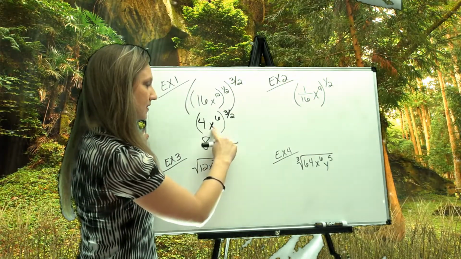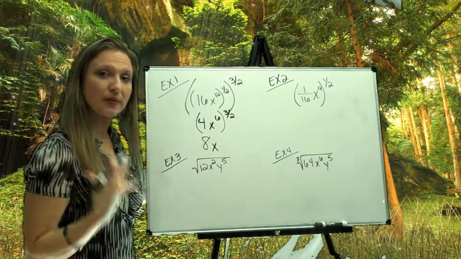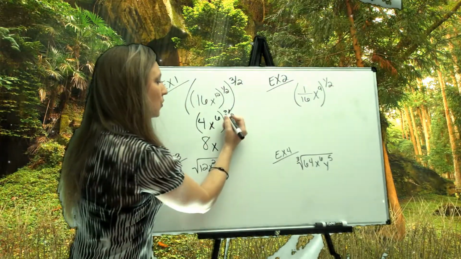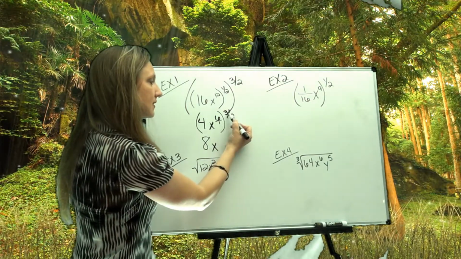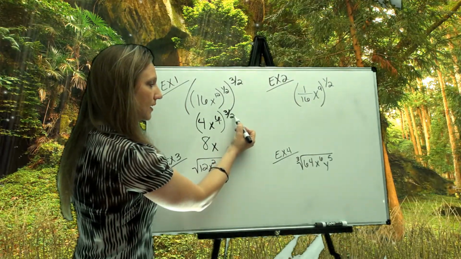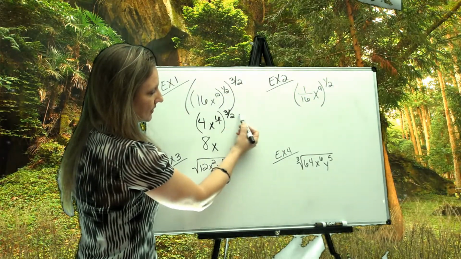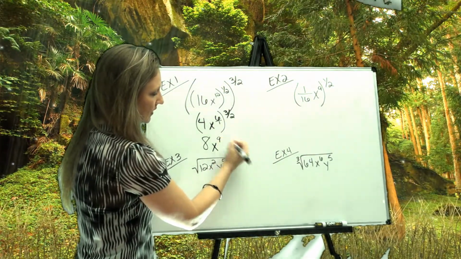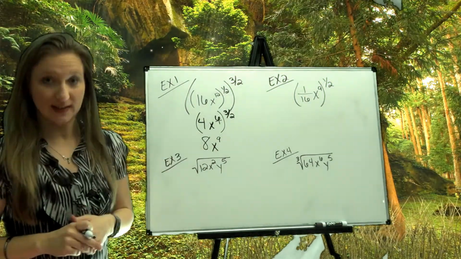All right, now let's deal with the x. Remember, power to a power, again, I'm multiplying my exponents. So there is a 1 implied underneath the 6. So I've got 6 times 3, 18, and then 2 times 1 is 2. So 18 divided by 2 is 9. So this would simplify down to be 8x to the 9th.